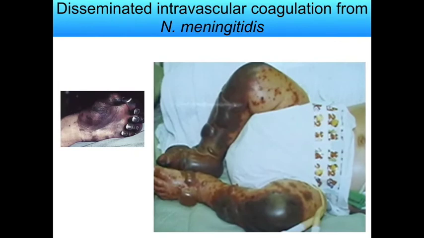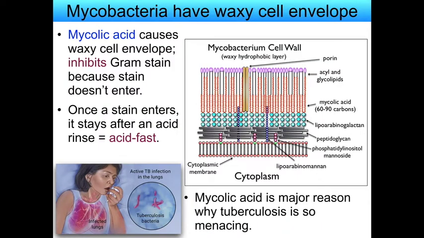And here are a couple of examples of disseminated intravascular coagulation from Neisseria meningitidis. On the right is an 8-month-old Indonesian child, and you can see the dead tissue on his legs and feet. The only way to treat this is to debride, that is to remove all the dead tissue. Fortunately, this child did not have to have his legs amputated, and he survived. Unlike this woman on the left, who had to have her fingers amputated due to disseminated intravascular coagulation.